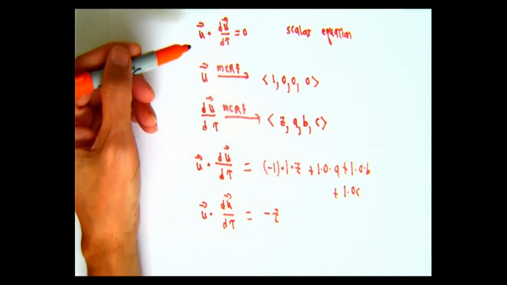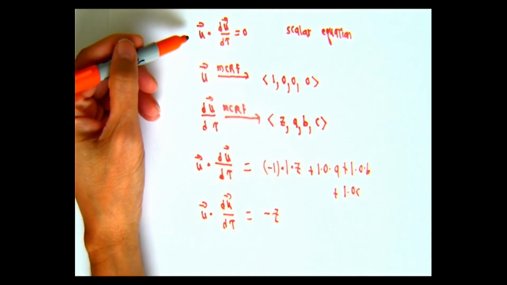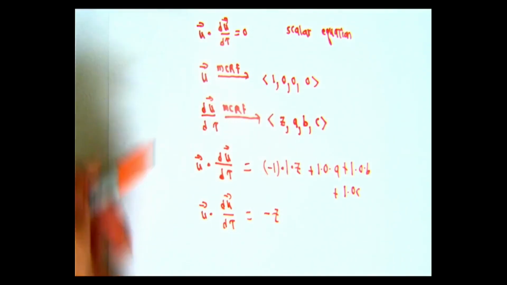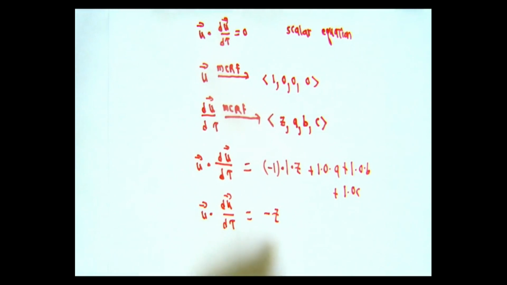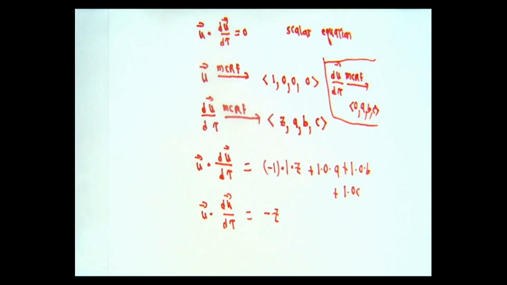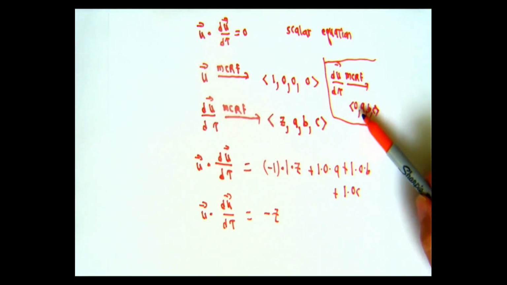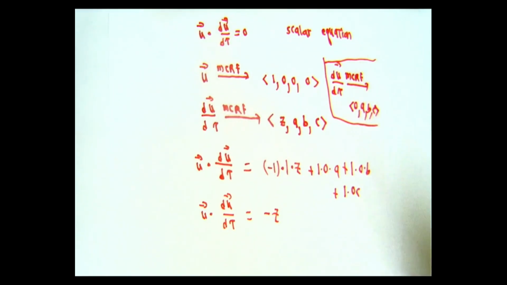But u dot du d tau is 0. U dot du d tau is negative z. Negative z must be 0. Z must be 0. As measured in the momentarily co-moving reference frame, the components of the acceleration are A, B, and C in the last 3 slots, and a 0 in the first slot.